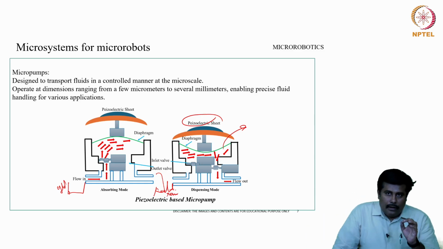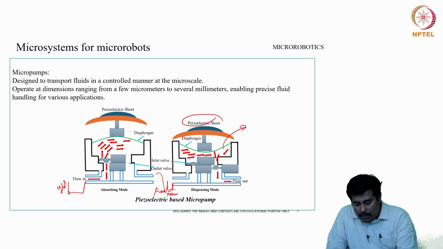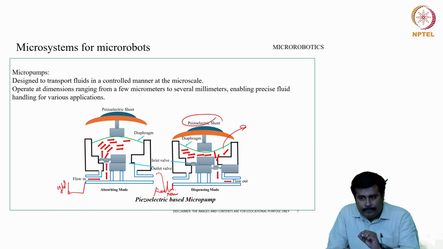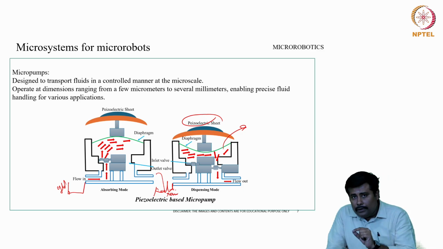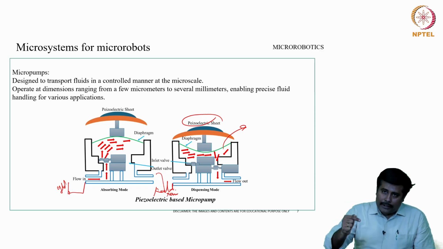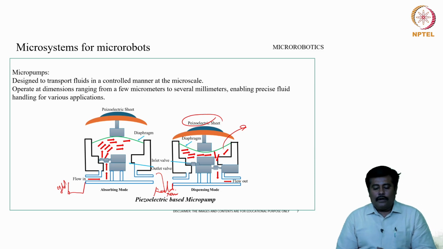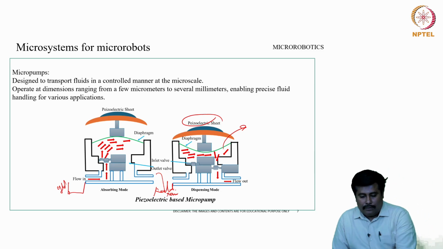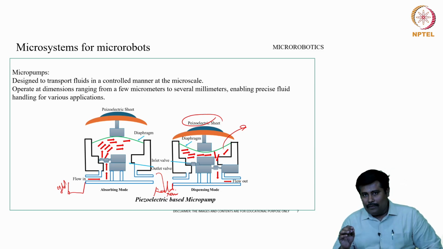Now, if you look at the overall functionality from a parameter perspective, or when we try to quantify the parameters, we need to look into the frequency of this pump as well as the overall actuation displacement of this pump. In that aspect, the operating dimension will range from a few micrometers to several millimeters. It enables precise fluid handling for various applications.